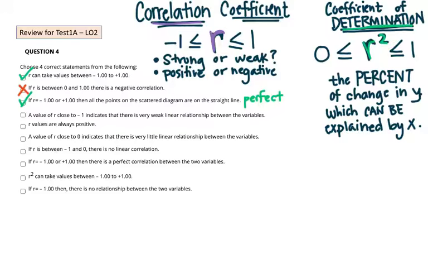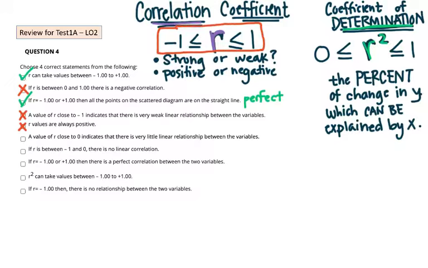A value close to -1 indicates there's a very weak relationship. That's not true. If it's close to either -1 or +1, that means it's a very strong relationship. Weak is when it's close to 0. r values are always positive. Well, again, that's not true. We can see that our r values can be anything between -1 and 1.